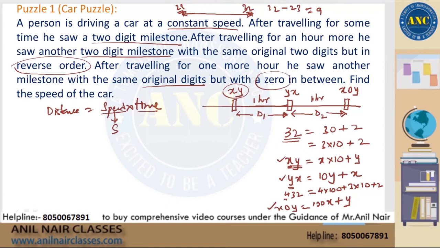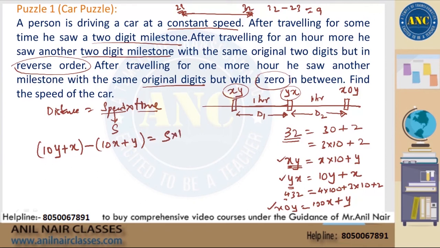But what is yx? yx is nothing but a two-digit number. The value of yx is 10y plus x. This minus your xy. What is the value of xy? It is 10x plus y. So basically, this distance is equal to speed times time. Speed I don't know, so it is s, and time is 1 hour. So s into 1 is nothing but s.